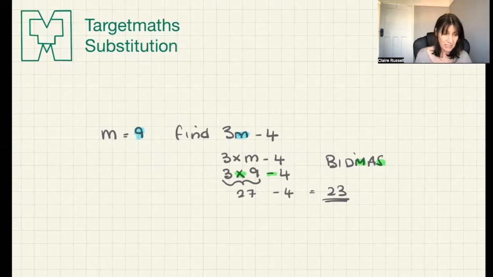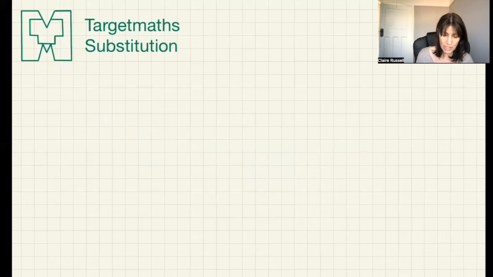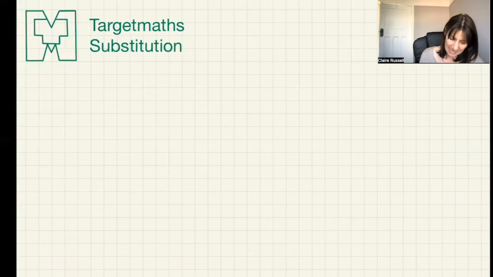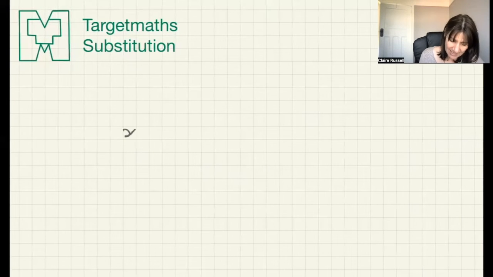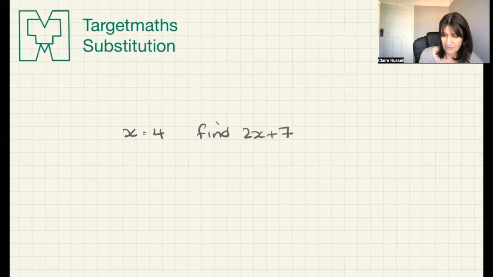Now, it's much more common to have 2 letters. I was just going to dive straight into a 2-lettered question, but there might have been some of you that weren't brave enough to do the last have a go. So I might just do another one quickly. So we've got x equals 4. I want you to find 2x plus 7. So everyone is going to pause and have a go at that one.